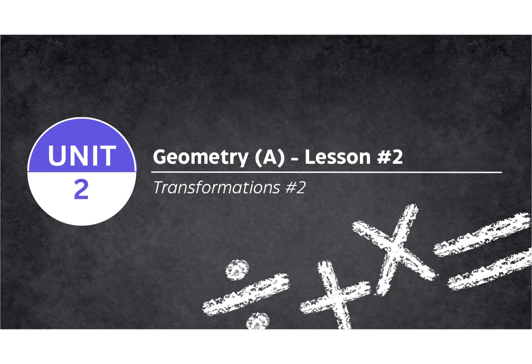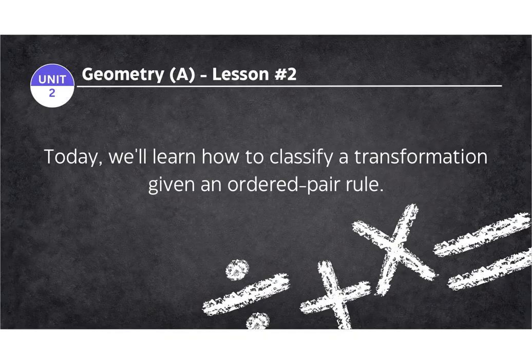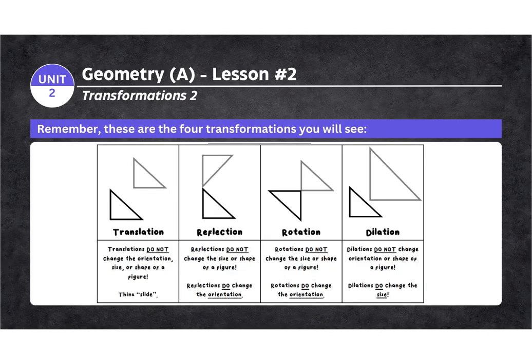Today's video is going to focus on Unit 2, Lesson 2 for Geometry A. This lesson is on transformations number 2. Now, the last lesson kind of introduced the transformations you are going to see. Today, we'll learn how to classify a transformation given an ordered pair rule. Now remember, these are the 4 transformations you'll see.